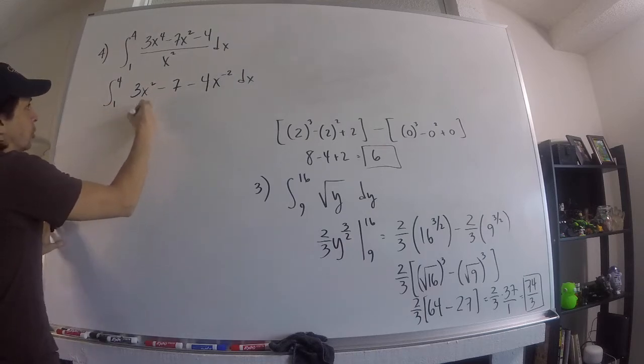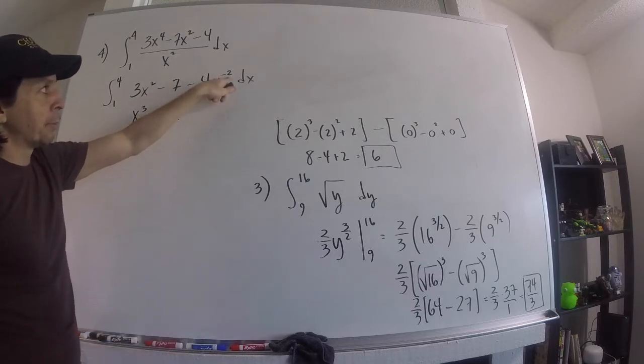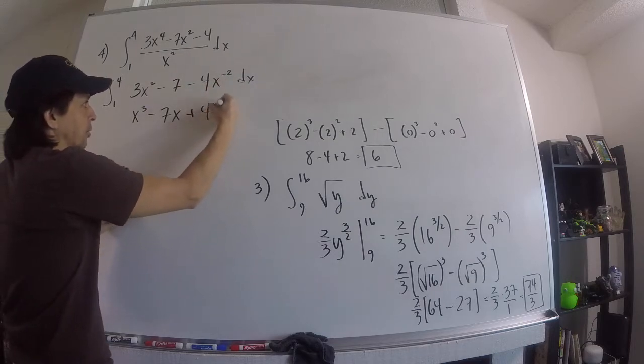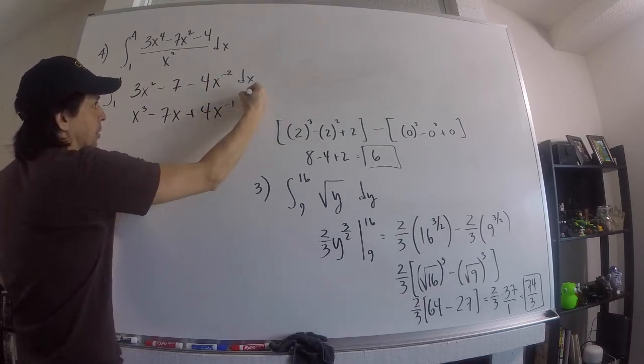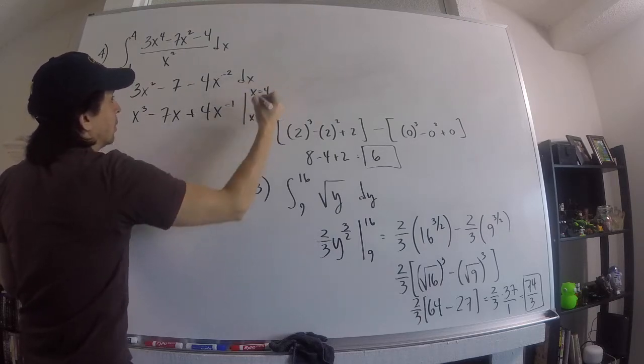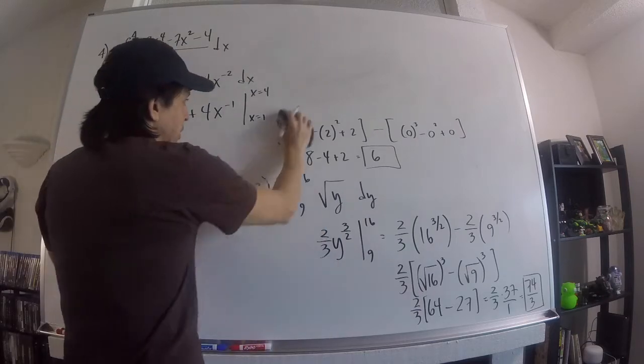It's going to be x cubed minus 7x, and I got to bump that up by 1. It's going to be x to the negative 1 divided by negative 1. We'll cancel that. I'll get that. And now I'm plugging in 1 and 4. Okay, just again arithmetic. Let me get this out of the way.